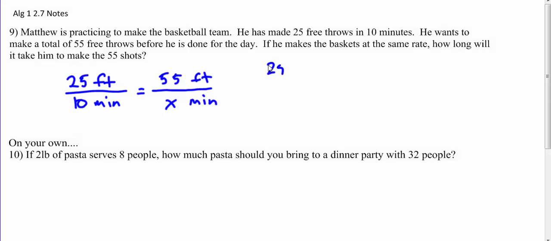All right, so here we go. Cross products property, 25 times x equals 55 times 10. And we can basically neglect the labels. We have feet per minute on both sides. When we're finished, x will be in terms of minutes. So 25x is equal to 550.